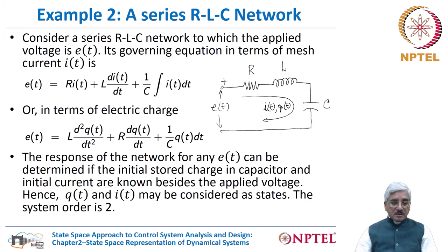Some of the terms in this are derivative, some other term is integral, and some one term is simple R times i(t). What we do is we make use of charge instead of the current, and this equation can be converted into what is shown here. e(t) is L d2q/dt squared plus R dq/dt plus 1/C q.